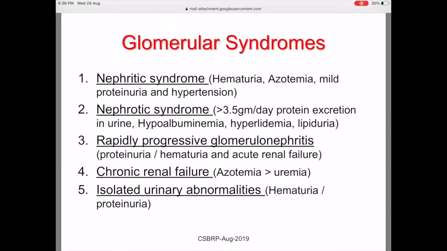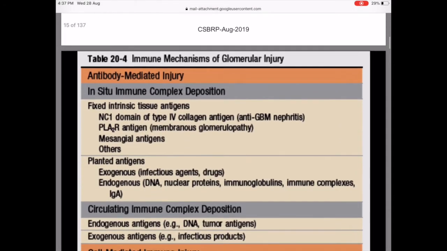Nephritic syndrome presents mainly in the form of hematuria, azotemia, mild proteinuria and hypertension. Nephrotic syndrome will have a very heavy proteinuria, which is more than 3.5 grams per day excretion of protein in urine. These patients will have hypoalbuminemia, hyperlipidemia and lipiduria. Rapidly progressive glomerulonephritis will have proteinuria, hematuria and acute renal failure. Chronic renal failure patients present with azotemia, and later they will land in uremia.